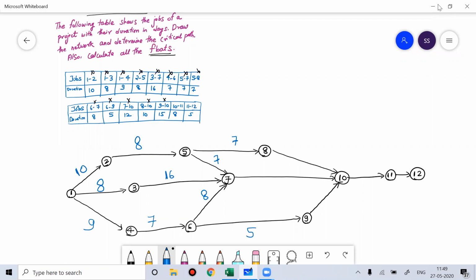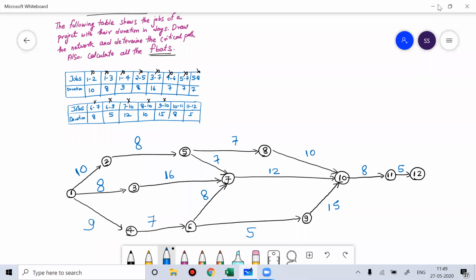Then 7 to 10, the time is 12 units. 8 to 10, the time is 10 units. 9 to 10, the time is 15 units. 10 to 11, the time is 8 units. 11 to 12, the time is 5 units.